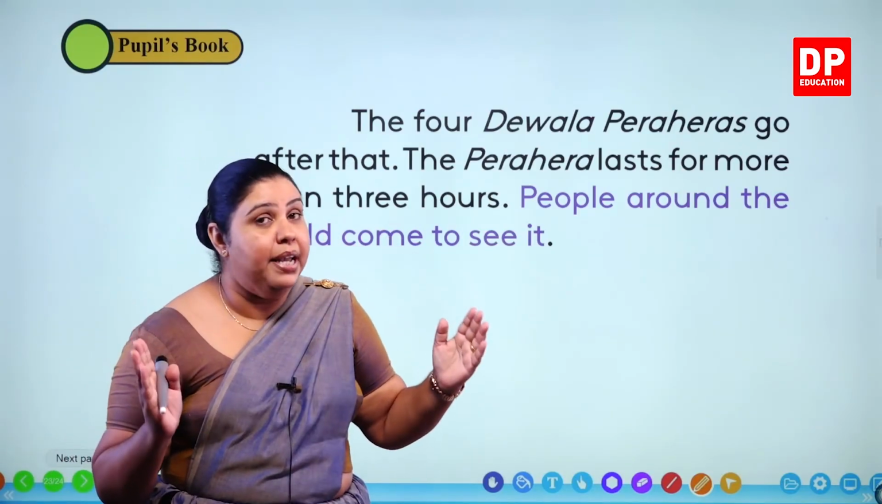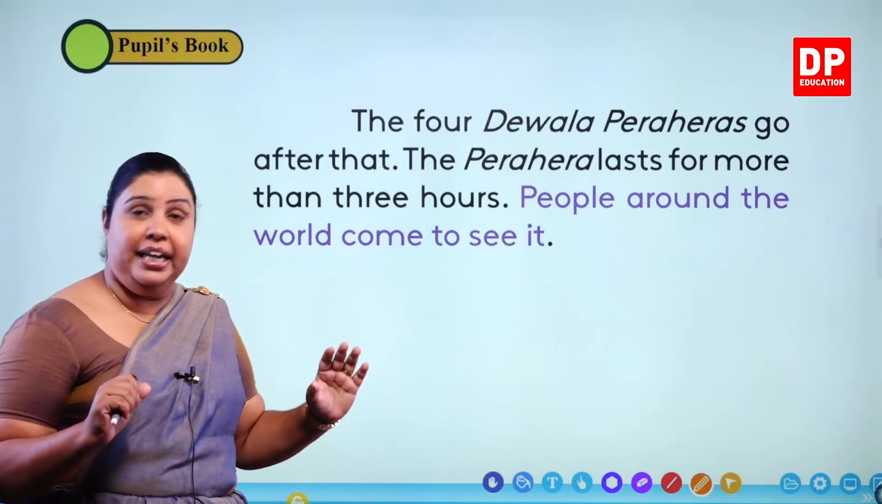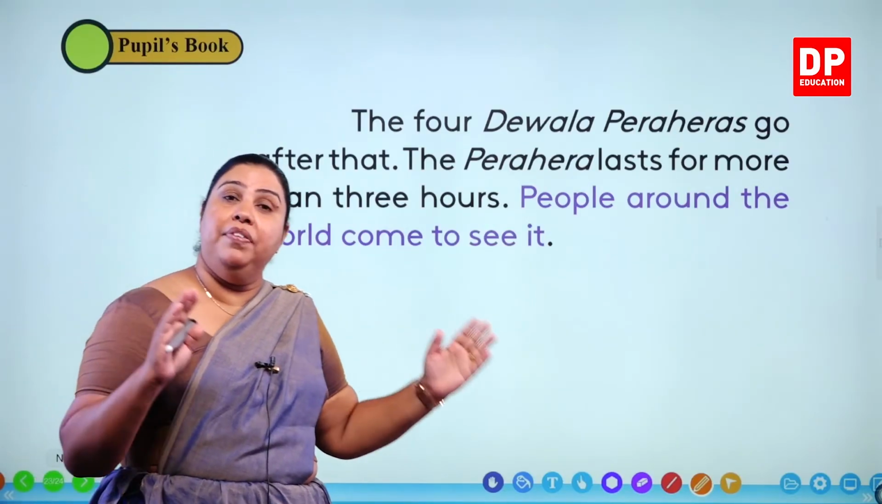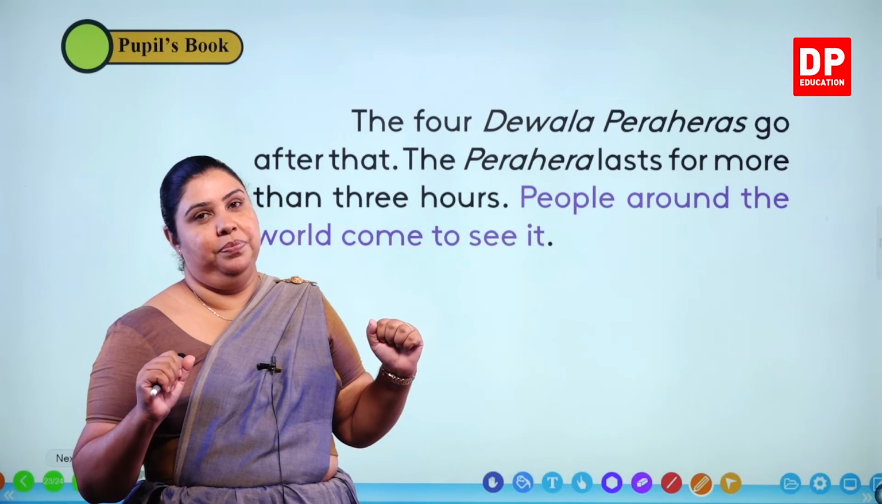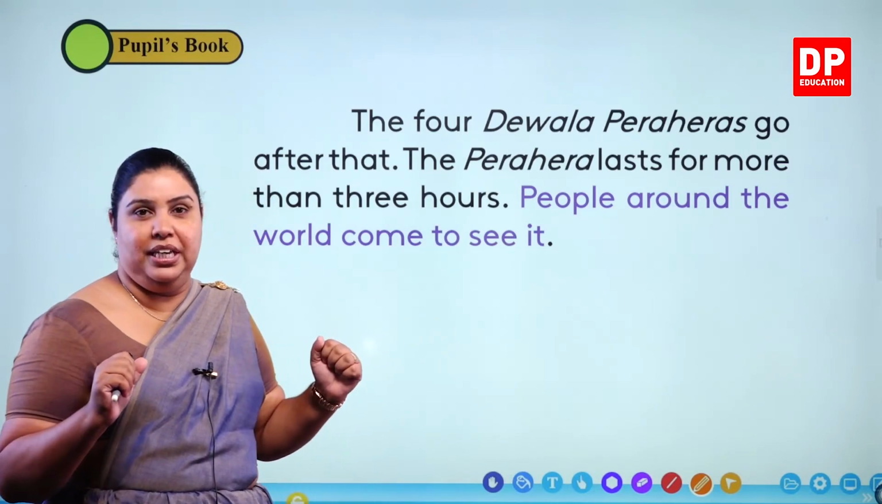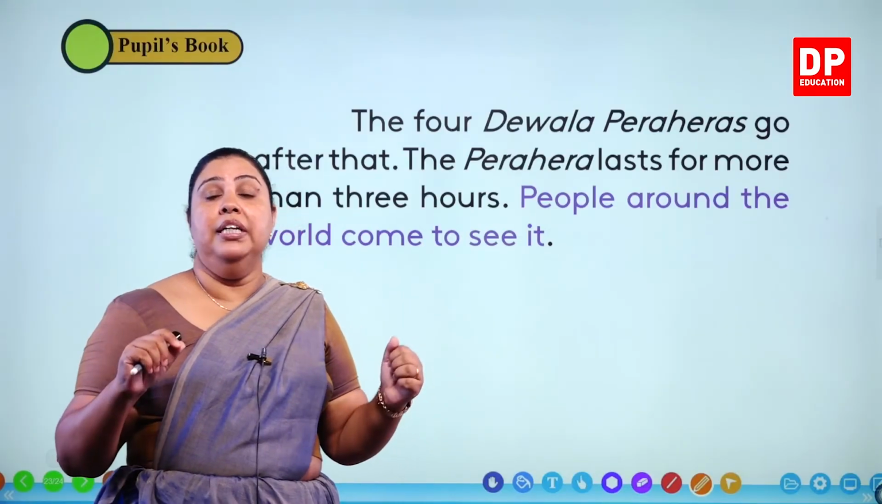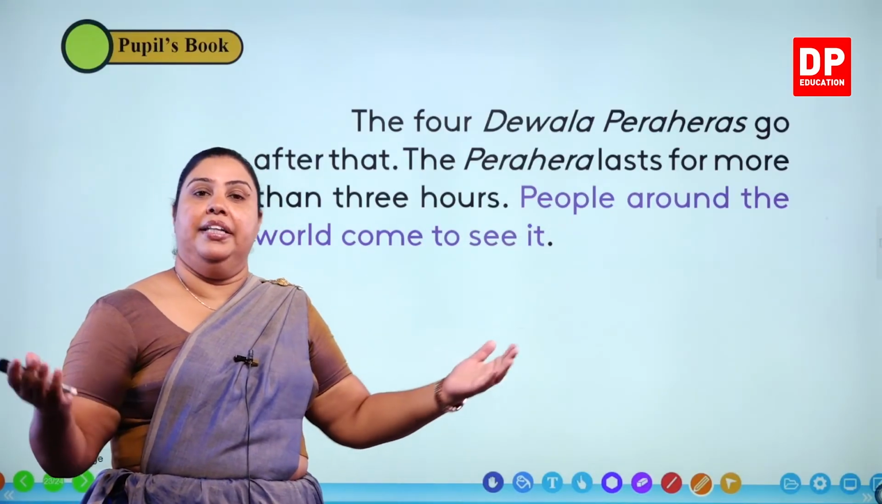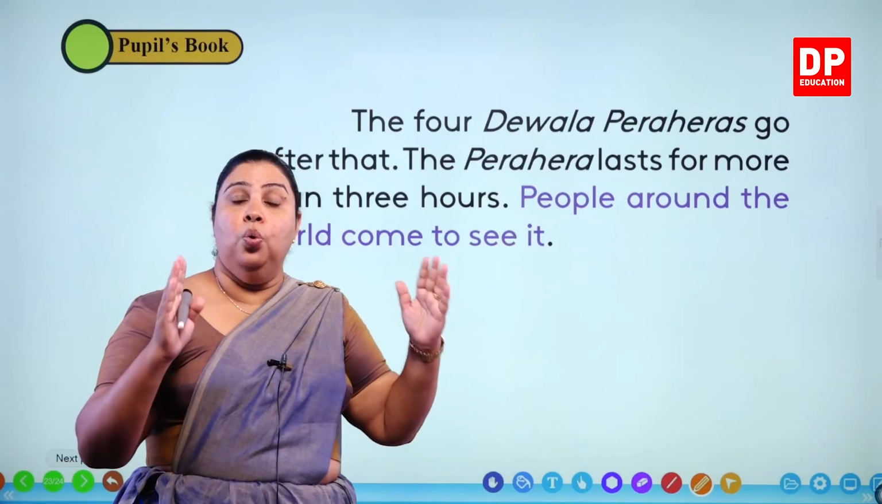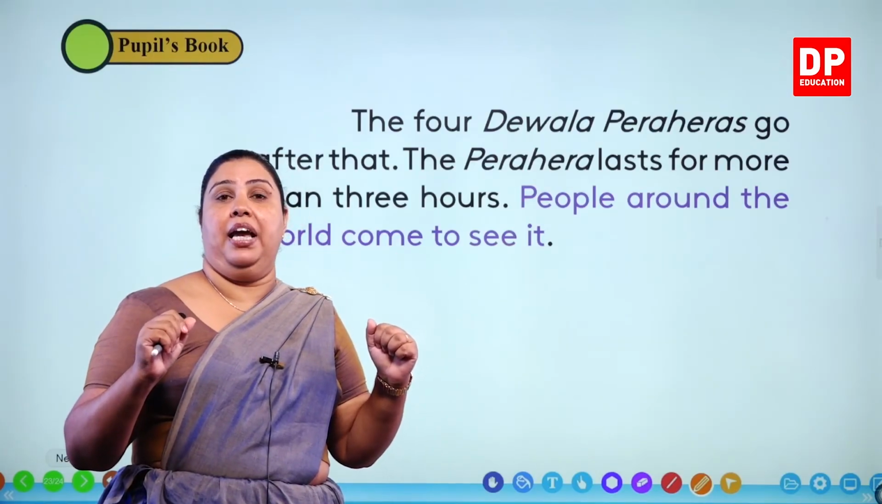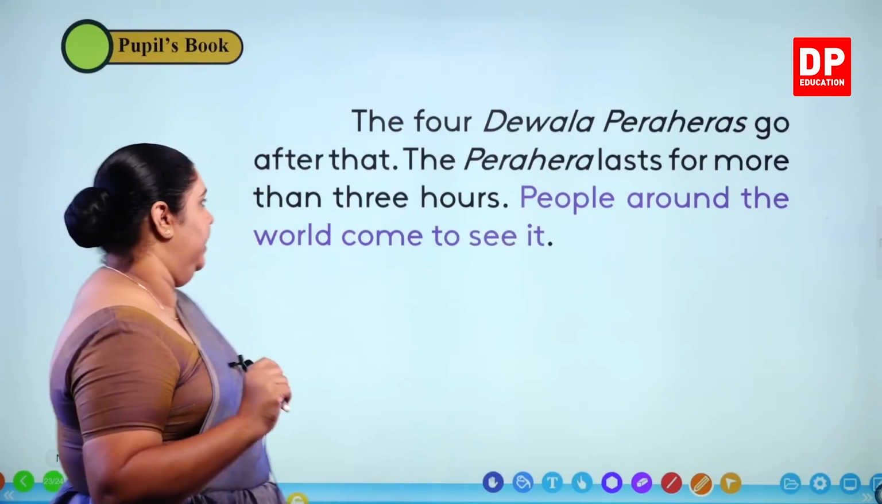How are we going to form the sentence now? What is the word that you are going to use here? We have the answer, people around the world come to see the perahera. And the question can be, who comes to see the perahera? Who comes to see the perahera?